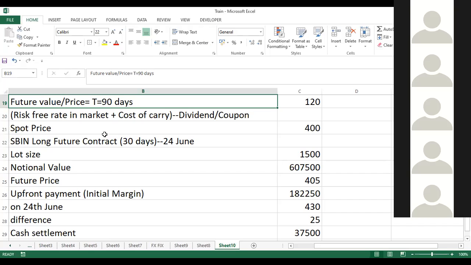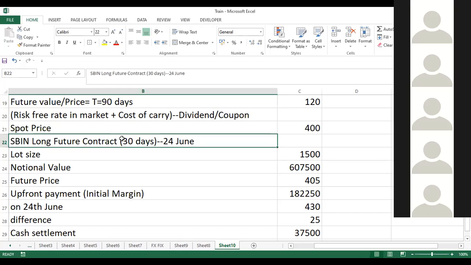Sir, can you please repeat physical settlement? Yeah, sure. So physical settlement, like the example that we discussed here, you're taking a futures contract, right?